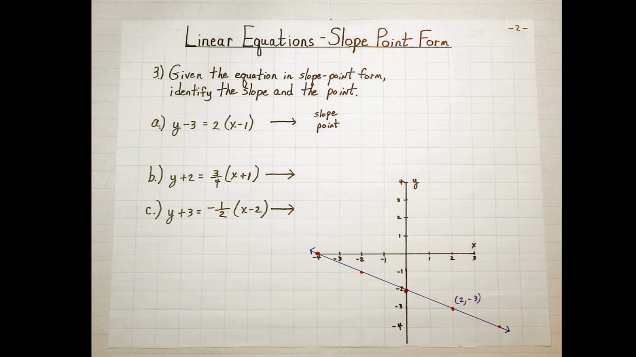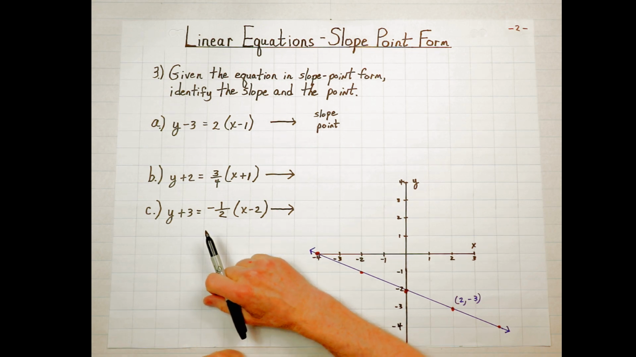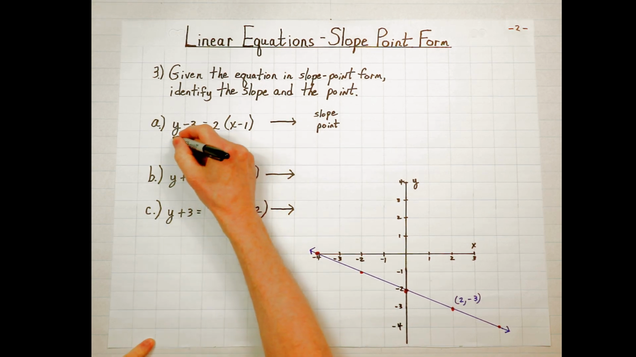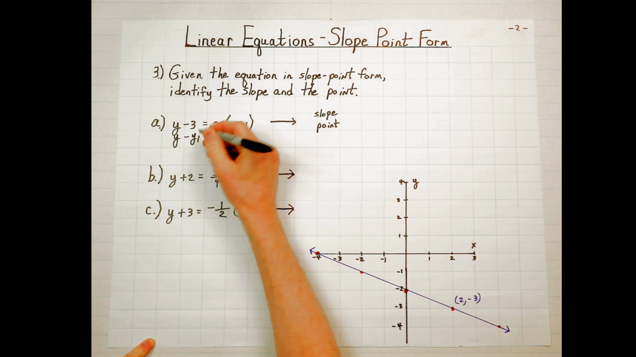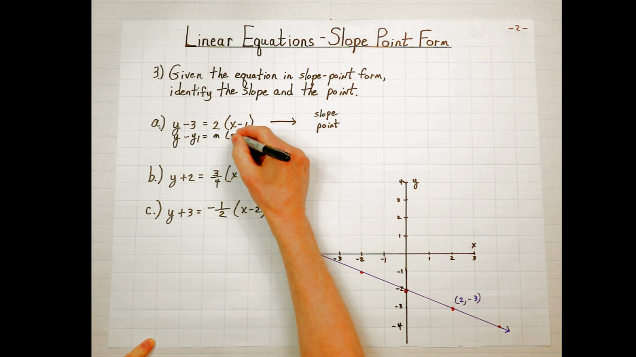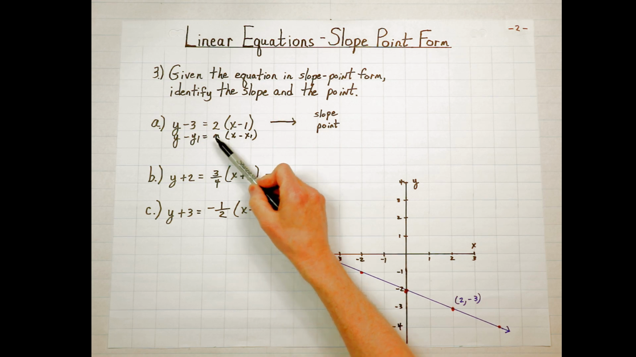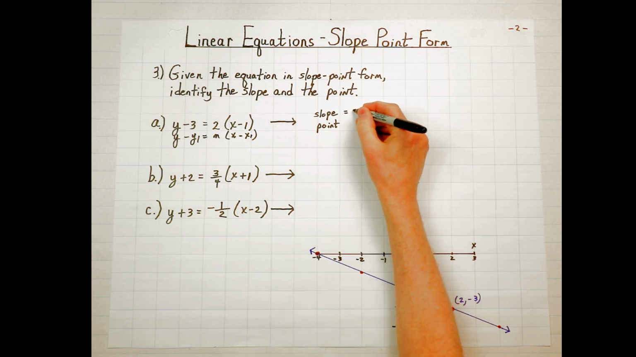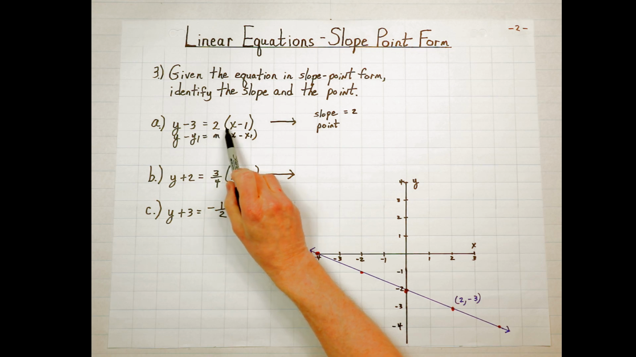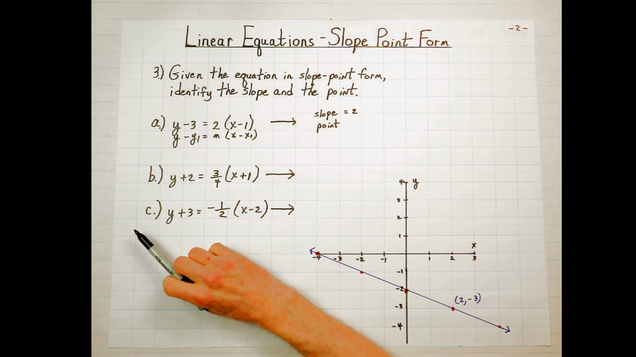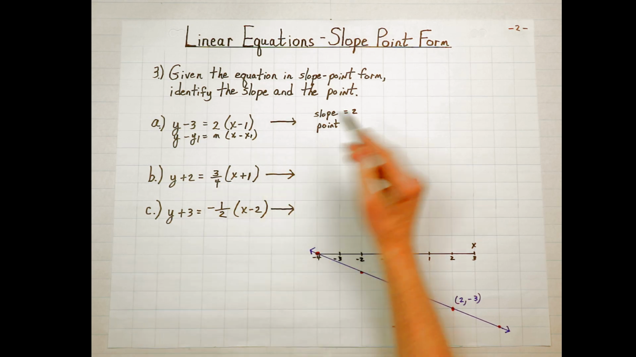Okay, so let's look now at question 3. Question 3 says, given the equation in slope point form, identify the slope and the point. So when we write y minus y1 equals m times x minus x1, the slope is the number that represents m, so it's just 2. So the slope is equal to 2. It's the number before the bracket with the x in it.